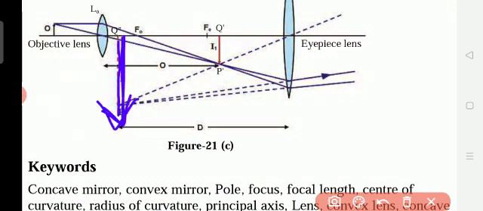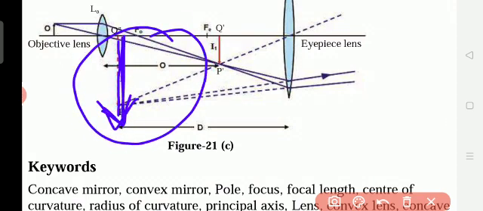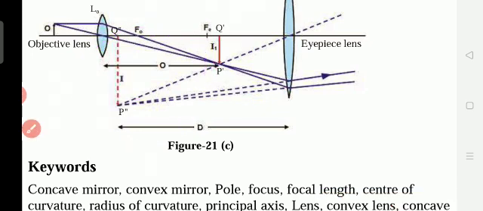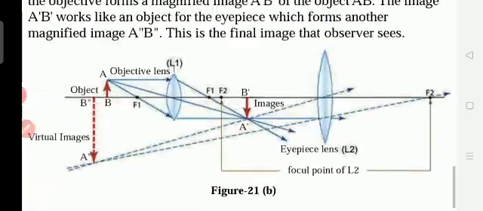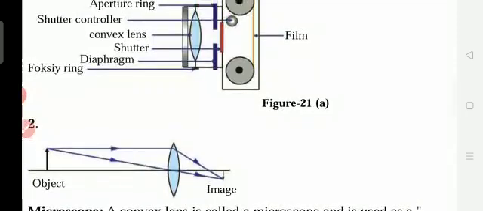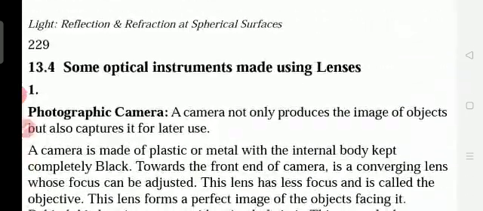Real means it is inverted. So as a big image, it will show. In the telescope also, the eyepiece, a convex lens, will show small images as big images. So the convex lens is used in the telescope, the microscope, the astronomical telescope, in cameras and everything.